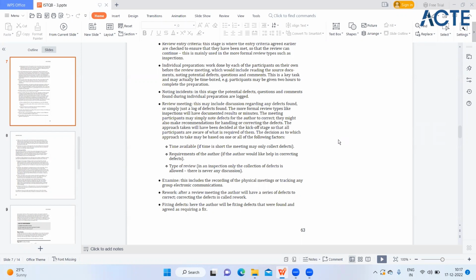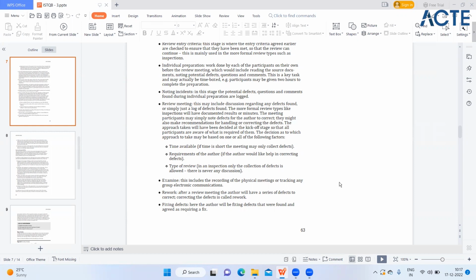What is review meeting? This may include discussion regarding any defects found or simply just a log of defects found. The more formal review types like inspection will have documented results or minutes. The meeting participant may simply note defects for the author to correct. They might also make recommendations for handling or correcting the defects. The approach taken will have been decided at the kickoff stage so that all participants are aware of what is required of them. The decision as to which approach to take may be based on one or all of the following factors.